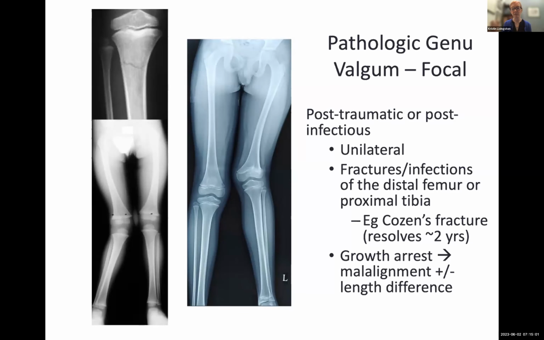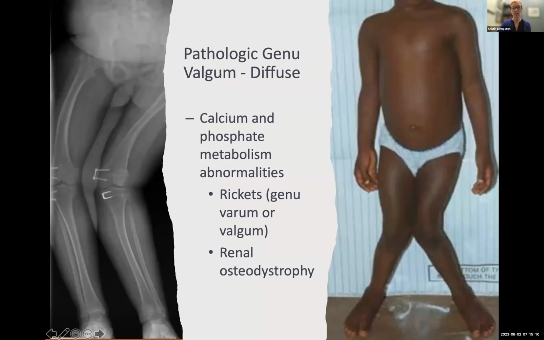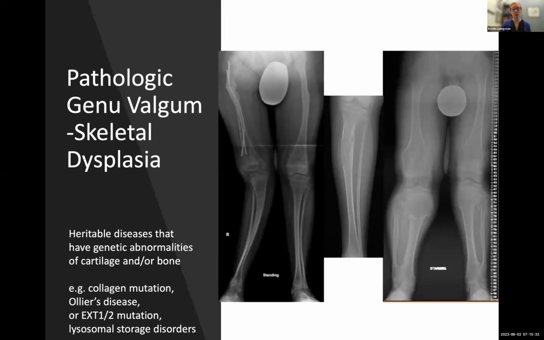And then there can actually be fractures which directly impact the growth plate and can lead to growth arrest and malalignment. So these are some examples of a focal problem. And then the diffuse, right? So we talked about focal versus diffuse. Diffuse genu valgum can include metabolic abnormalities of calcium and phosphate. So for example, rickets, and rickets often causes this sort of interesting windswept pattern, but renal osteodystrophy can do this too. And then of course the dysplastic.